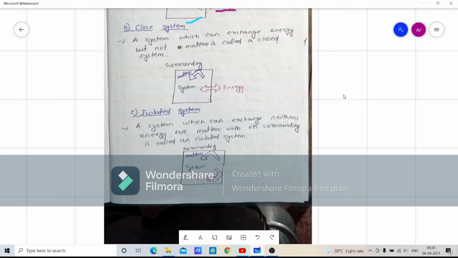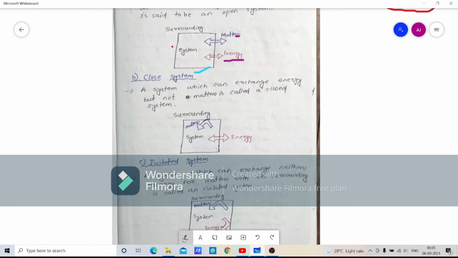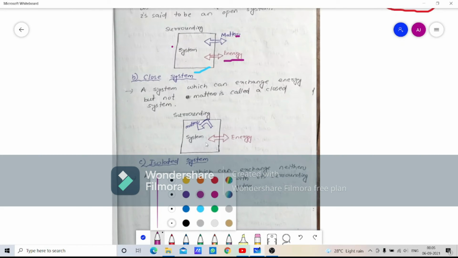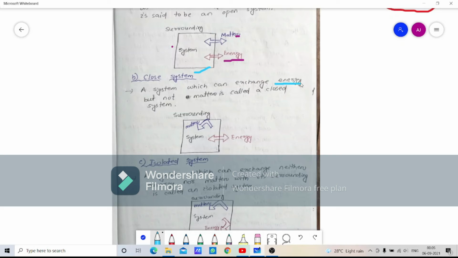So here, closed system means we can only exchange the energy. A system which can exchange energy but not matter. That means here the matter is not exchanging, the matter is moving around within the system, but you can exchange the energy. That means that system is a closed system. Remember, in an open system both matter and energy can be exchanged, and in a closed system only energy we can exchange, and in the isolated system we can't exchange anything.